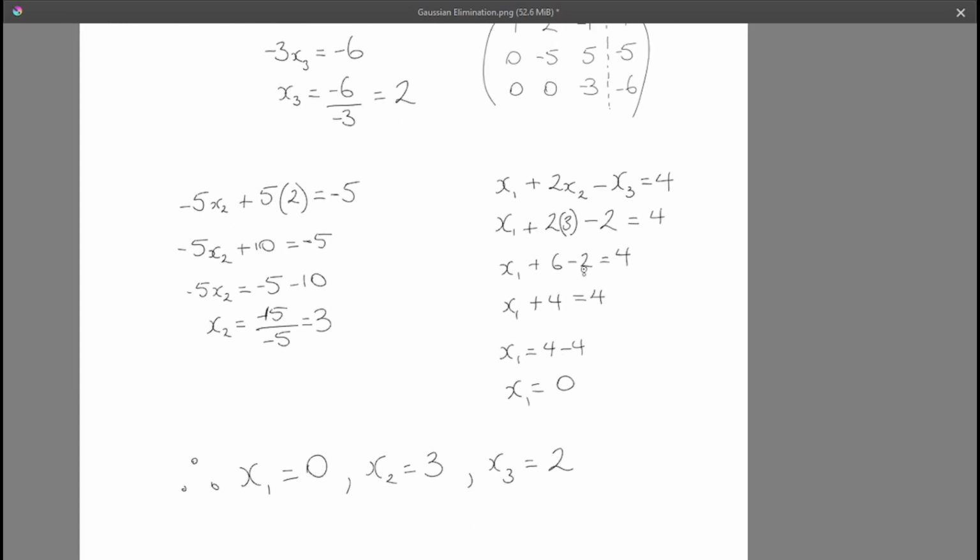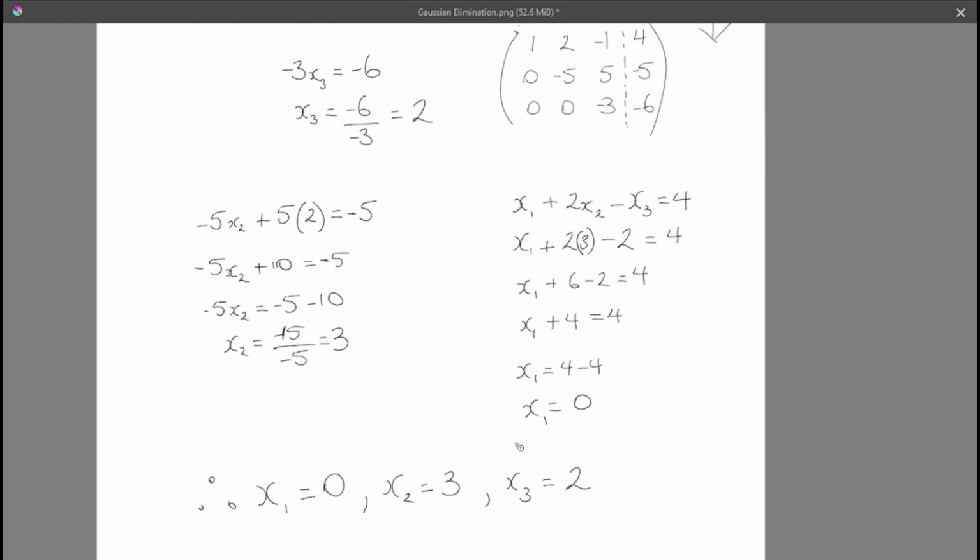Just making sure it's all correct. So x1 is 0, x2 is 3, and x3 is 2.